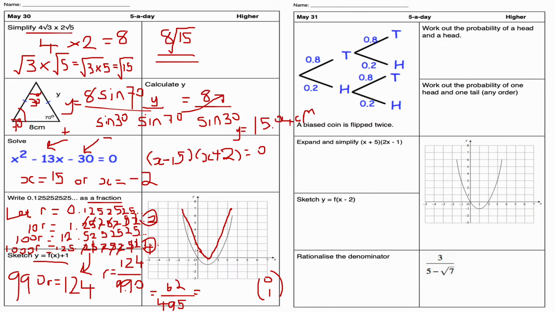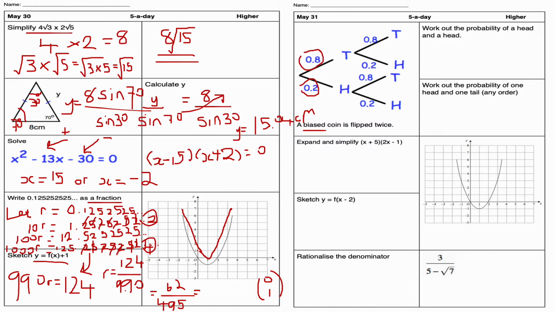We're now looking at May 31st, 5 a day for the GCSE 9 to 1 maths. The first question is a tree diagram question. A biased coin is flipped twice, tails and heads. Bias just means that it's not fair, so the probability of heads is not equal to the probability of tails, and that's visible because 0.8 is far bigger than 0.2.